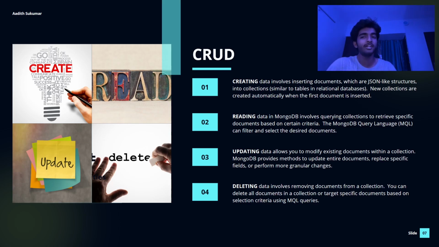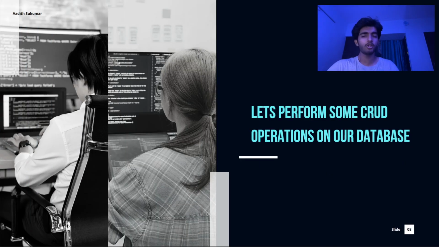Update allows us to modify existing documents within a collection, and MongoDB provides various methods to update entire documents, one document, or just a specific field to perform more granular changes. Deleting is the final step wherein we just delete the data completely. We remove the document from the collection, we delete all documents or one document or specific targeted documents using various MQL queries. So let's perform some CRUD operations hands-on in our MongoDB database.